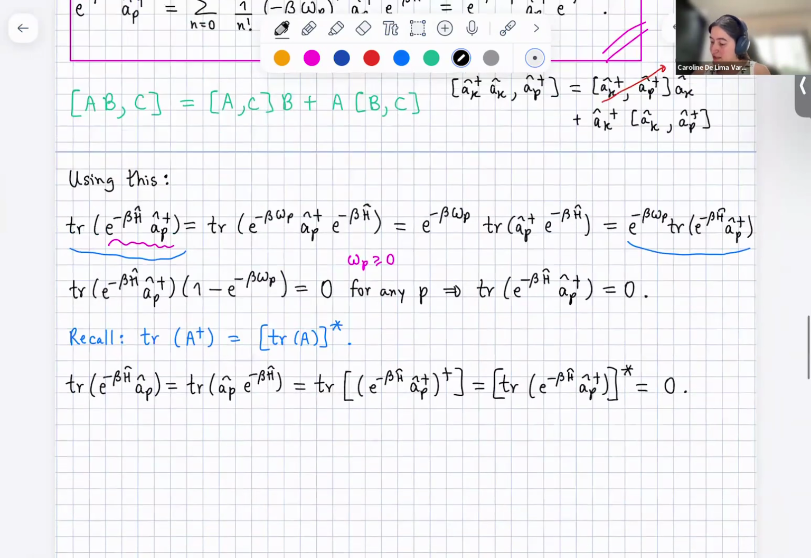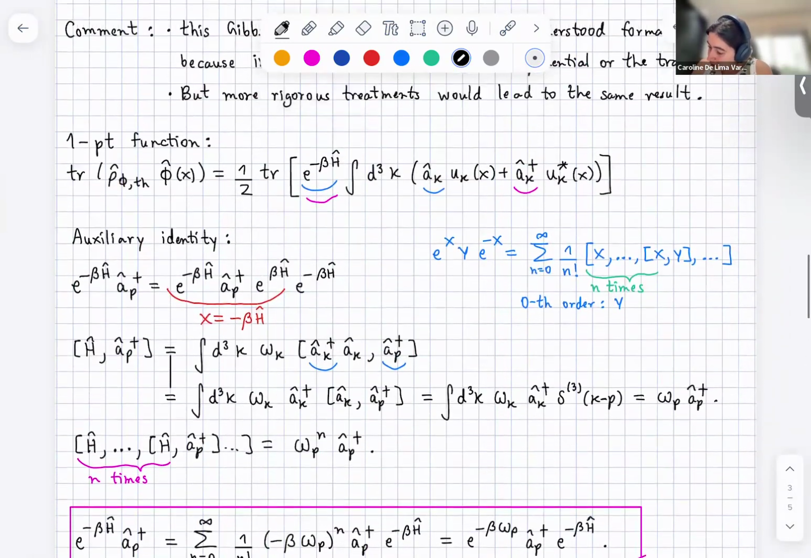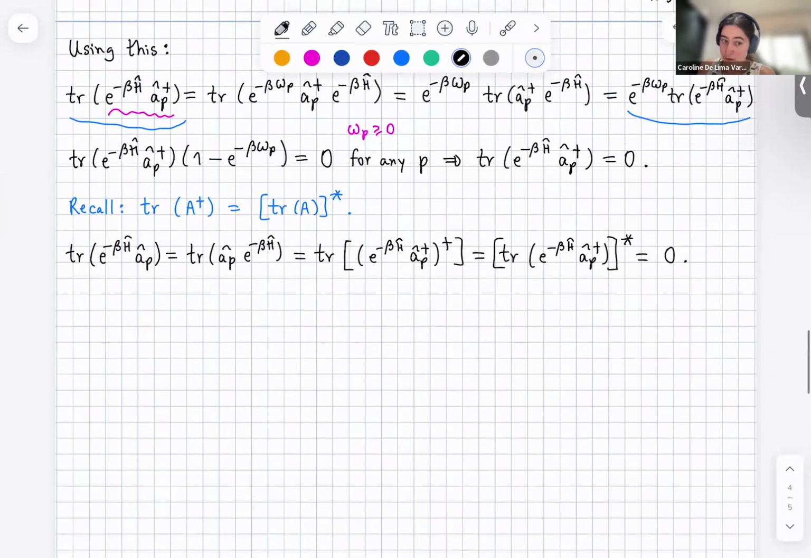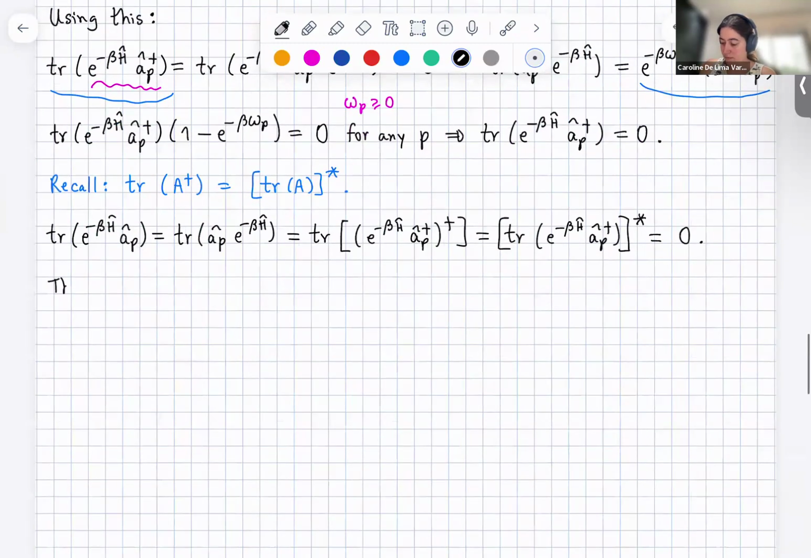So just to recap, we're computing this 1-point function. We saw that the trace of e to the minus beta h times annihilation operators vanishes, and the trace of e to the minus beta h times the creation operator also vanishes. This means that the whole 1-point function is going to vanish, right? So in conclusion, the 1-point function vanishes. Okay.